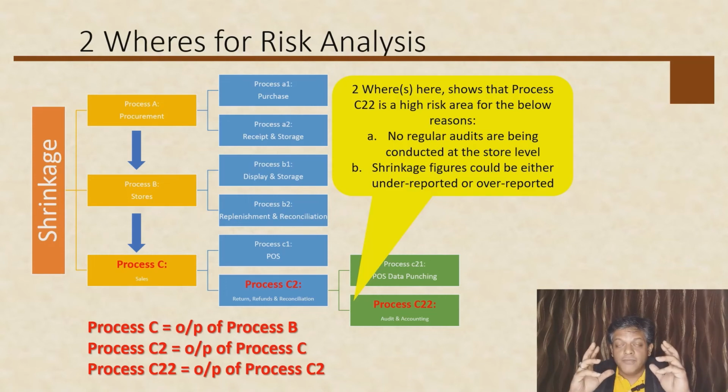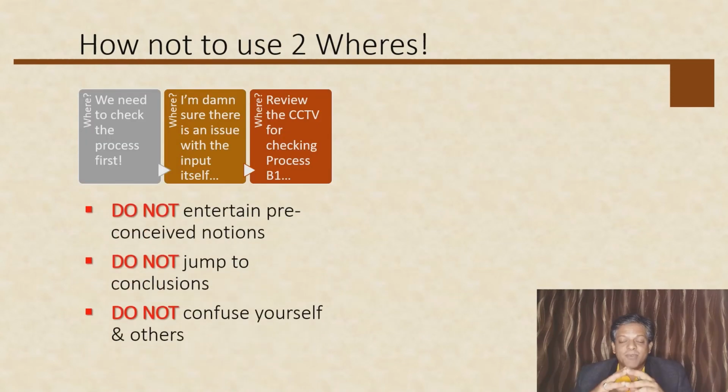So if you can recollect, if you have seen my previous videos, we use the same example, same problem statement of shrinkage to apply 5 eyes and the other techniques, and here we are using the same example for applying two ways. Now, in each of these techniques, the purpose or the method of application is different, but the problem at hand is the same. So one needs to be very, very careful and alert while using these different techniques.